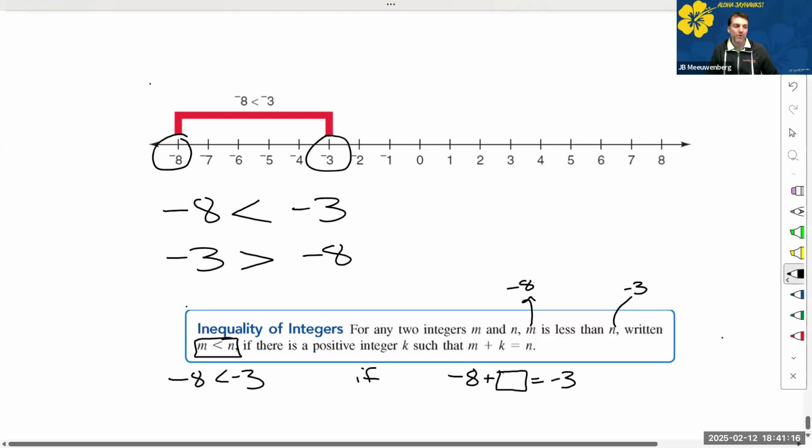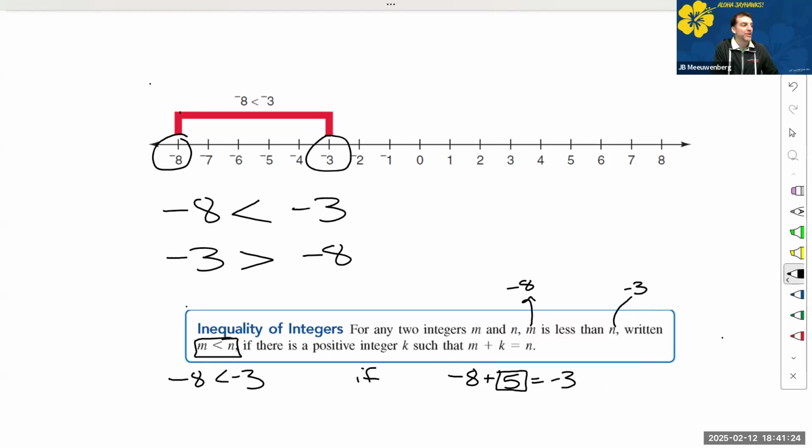So if we can take a number and add a positive integer to it, then we're going to end up with this larger number. And in this case, that number is 5. To go from -8 up to -3, we would have to add 5. So when you're adding, you're going in that direction to the right. Okay, so that just helps us visualize integers and their relationship between each other.